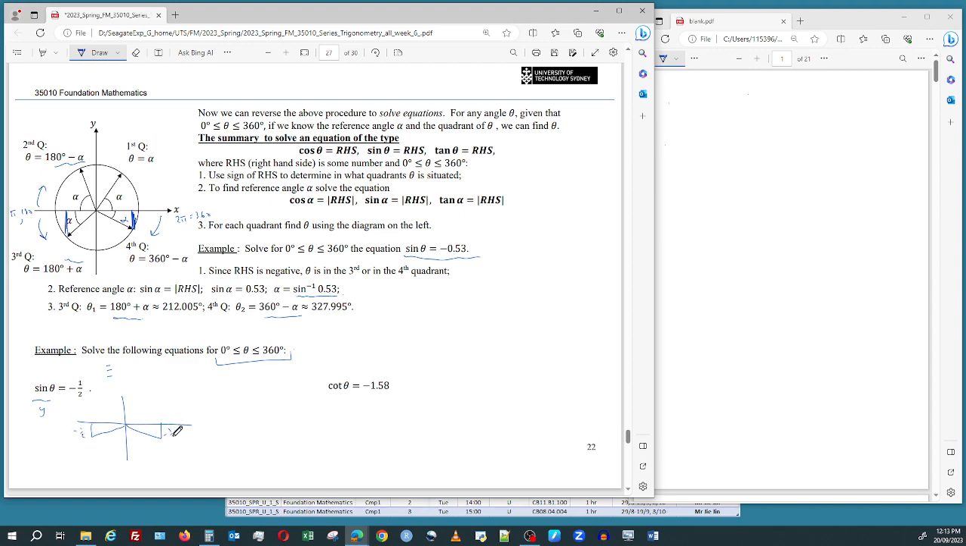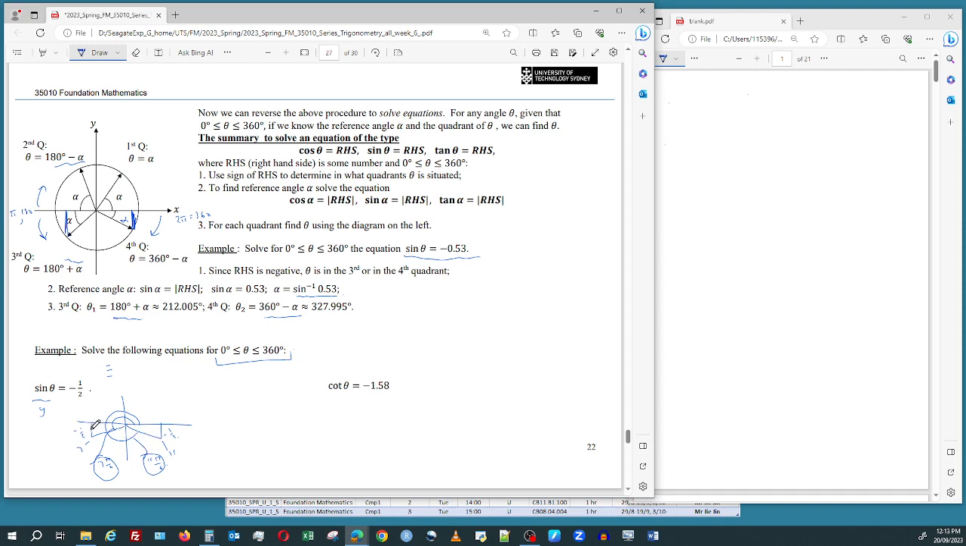Negative a half. So this one here, you've got to come all the way to a count of 11. Here, you've got to come to a count of 7. So this angle here is 7 lots of pi on 6. This angle here is 11 lots of pi on 6. That's that count around. Okay, so those two are solutions for negative a half.